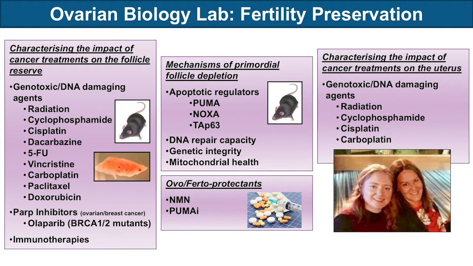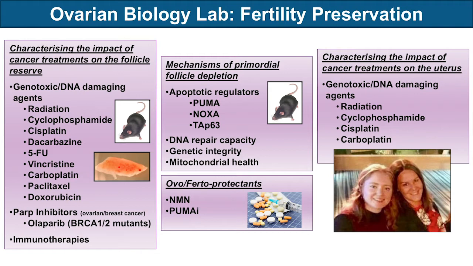We're also starting to take a look at some of the new immunotherapies that are really changing the face of cancer treatment. We do most of these studies in mouse models, but we also have some access to cryopreserved ovarian tissue from Deb Gook at the Royal Women's in Melbourne. We spend a lot of time looking at mechanisms of primordial follicle depletion and in particular apoptotic regulators, and you'll hear about some of these today.